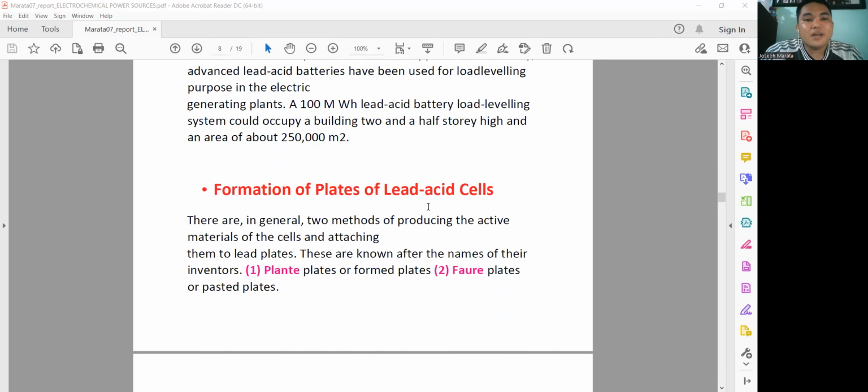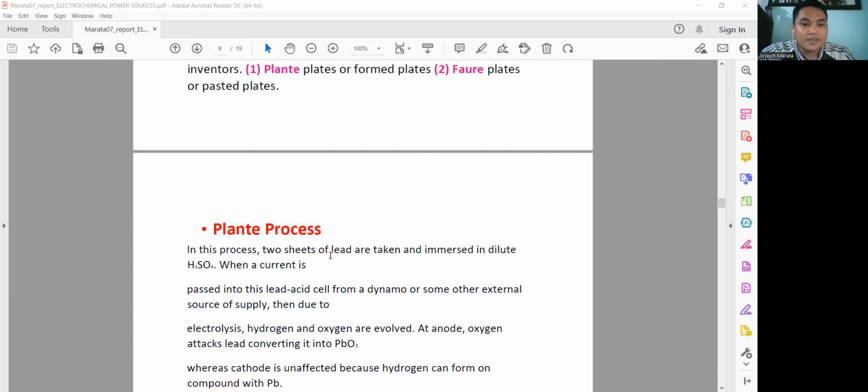The next topic is the formation of plates in lead acid cells. There are, in general, two methods of producing the active materials of the cells and attaching them to lead plates. These are known after the names of their inventors. First is the Plante plates, or formed plates. The next is the Faure plates, or pasted plates.